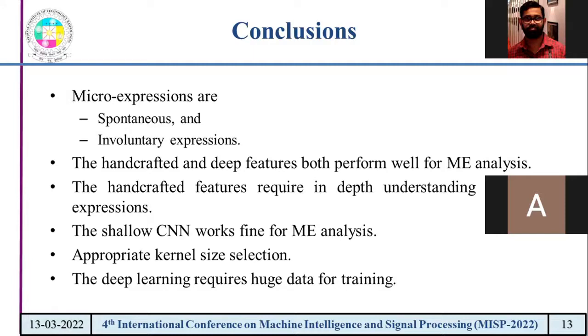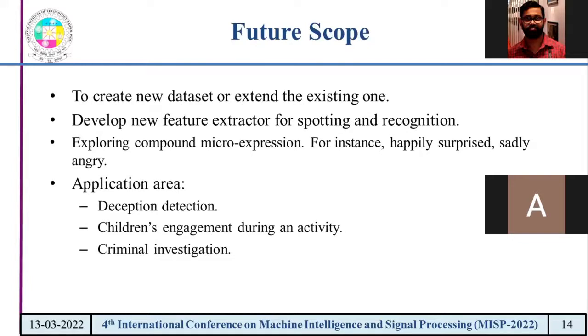So a few layers of convolutional neural networks are sufficient to extract the features. And one more thing, appropriate kernel size selection is important, because researchers are constantly showing that if you select an 11x11 filter size for convolutional neural networks, it may miss the tiny expressions presented on the face. So that's why appropriate kernel size selection is important. And at last, deep learning requires more data. So for that, we need to look into it. This is the future research direction.